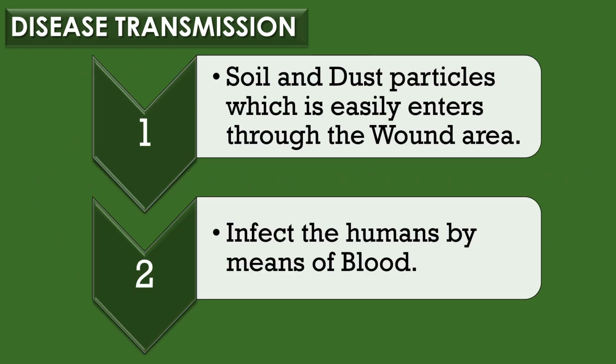Disease transmission of Clostridium tetani. Clostridium tetani is easily available in soil and dust particles, which easily enters through a wound area and infects humans by means of blood.